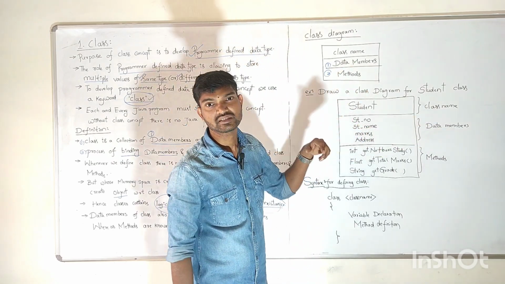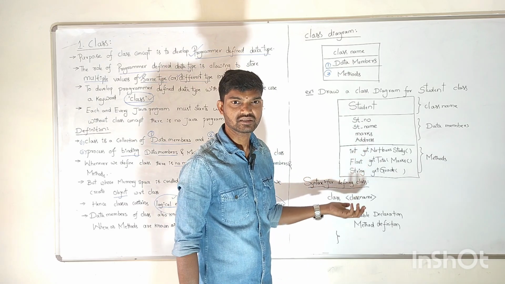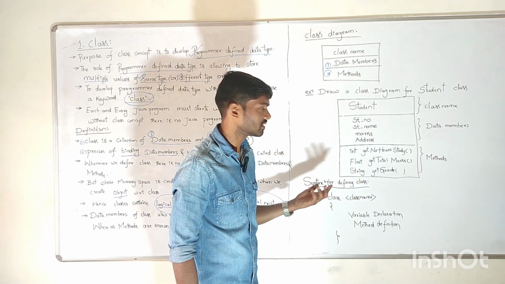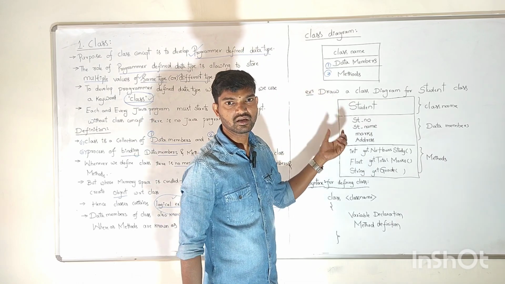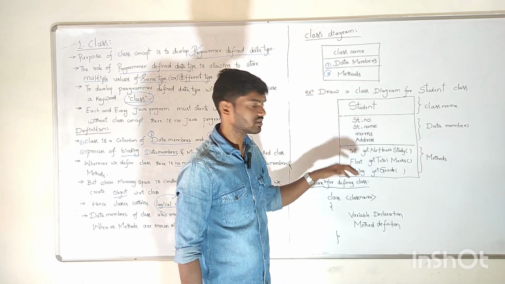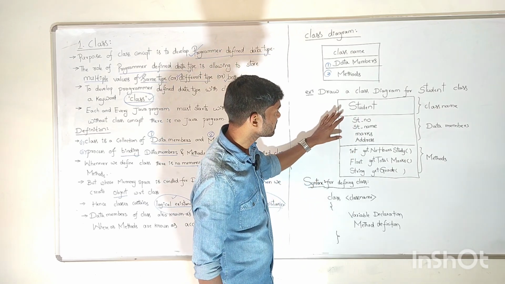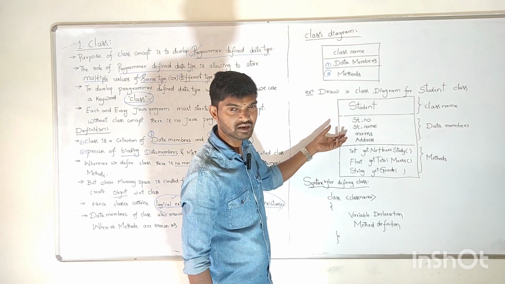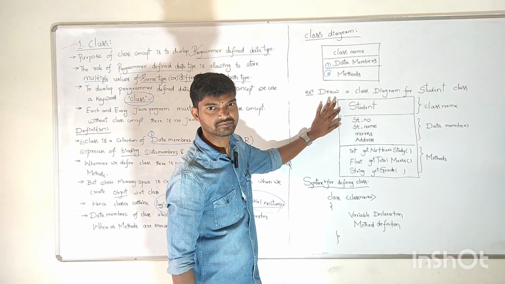And the student also has some methods, like how many hours of study, maybe 6 hours, 8 hours, or 10 hours. And float total marks: how many marks he got in all subjects. This is called float get total marks, which is also one method. So the combination of the process of binding, or the collection of data members and methods, is simply called a class.